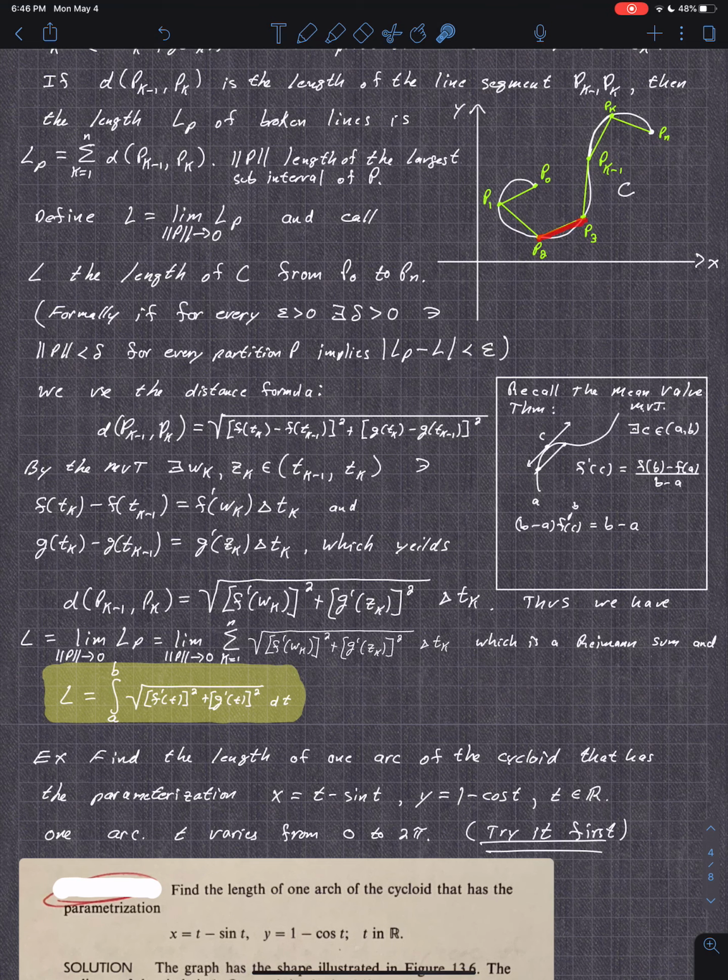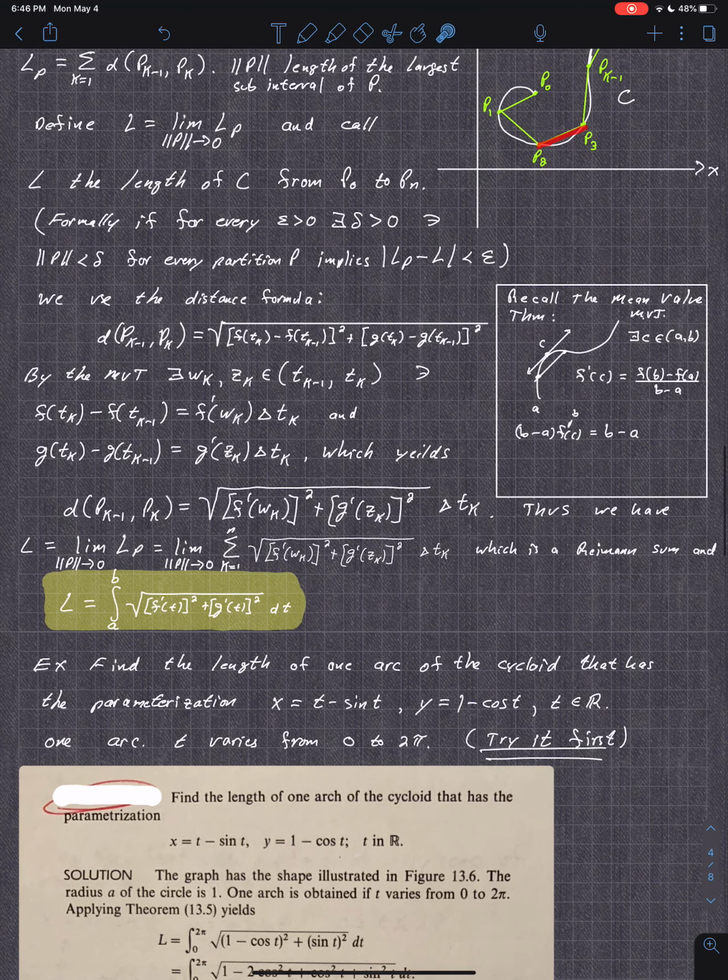Okay, so now we calculate d from p sub k minus 1 to p sub k. For this distance, we use the distance formula between those two points. It's the function values, but now they're defined in terms of f and g, not x and y. So this is what you get for the distance formula. If you take any point x comma y, you take the difference of the x values and the difference of the y values. That's what this is doing here. And you square it.